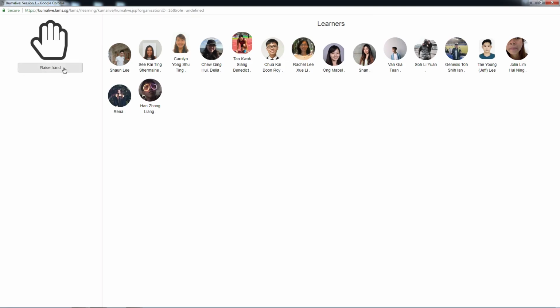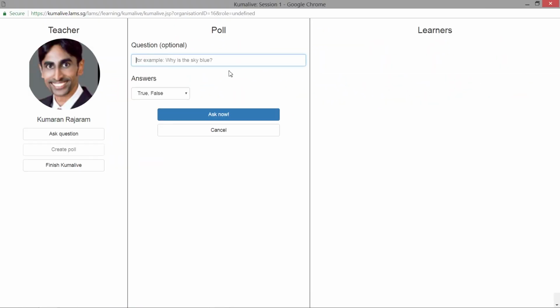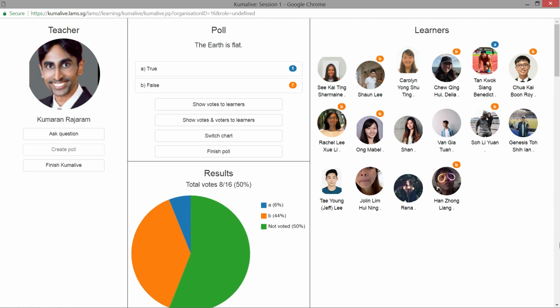I think mAlive is a very simple system to use. All we have to do is press the raise hand button and we are able to make our contributions. At the same time, it's also a very interesting concept. If we have questions that we want to ask in class, you can turn them into a poll and we can see the answers in real time.